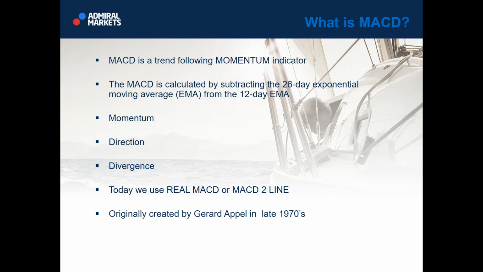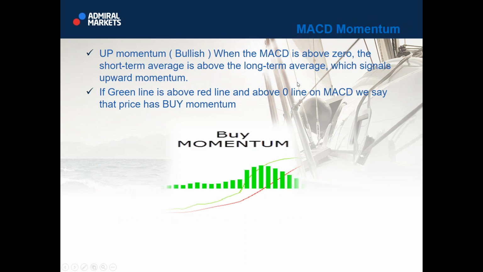So at this point, it's enough to say that MACD is used for momentum, direction, and divergence. Divergence will be explained in one of our future webinars. So this is how we detect momentum. We always use a two-line indicator. If you don't have a two-line MACD, just send me an email and I will send it back to you.